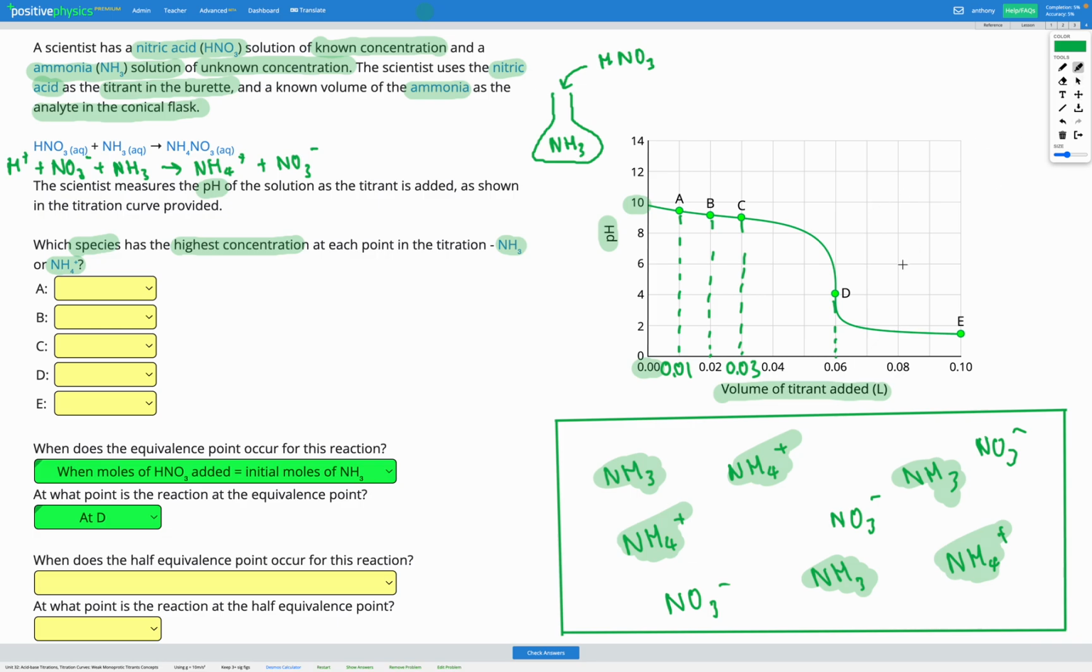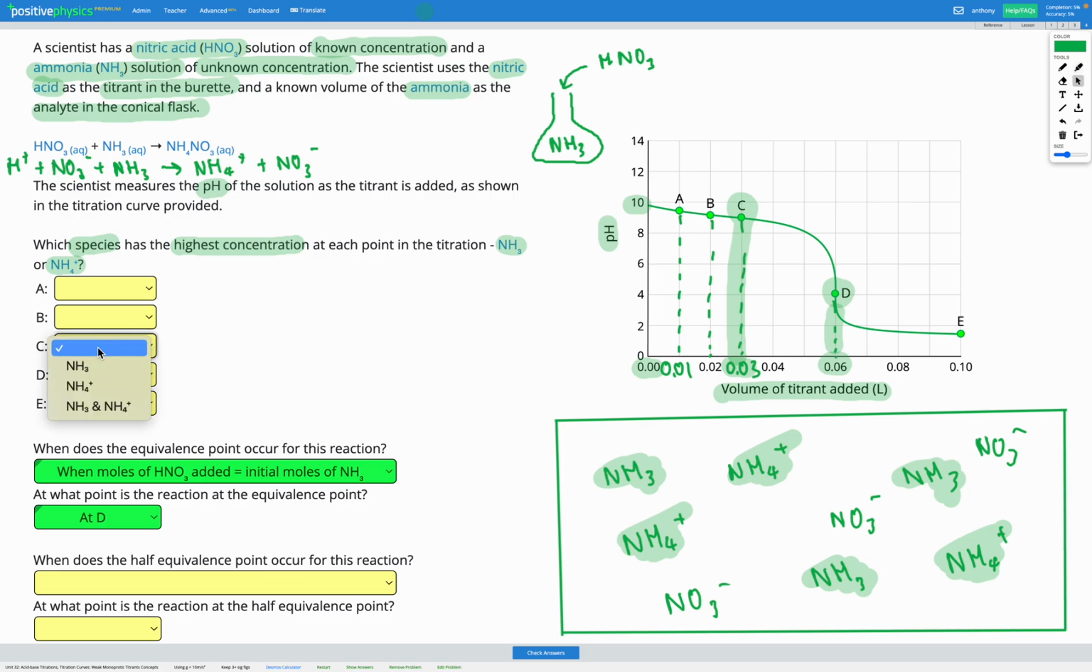So on my graph, at point D, that's my equivalence point. That's when I have all my NH3 reacted. Half of the volume added is going to get me to that half equivalence point where I have an equal amount of NH3 and NH4+. So half of 0.06 is 0.03. So that's going to be this point here.